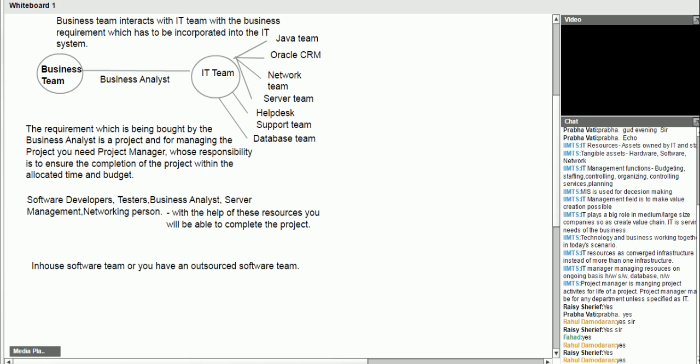So outsourcing means outsourcing to a third party vendor.